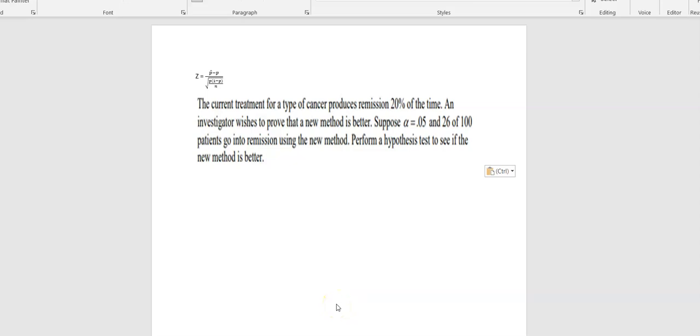So now let's look at our first hypothesis test for a proportion. The current treatment for a type of cancer produces remission 20% of the time. An investigator wishes to prove that a new method is better. Suppose alpha is 0.05 and 26 of 100 patients go into remission using the new method. Perform a hypothesis test to see if the new method is better.